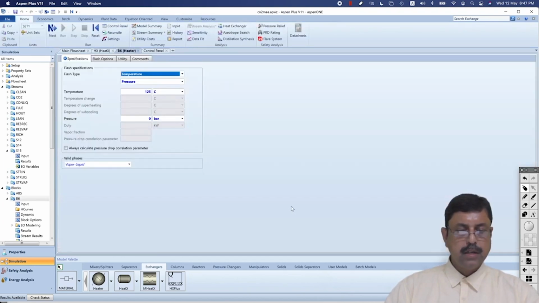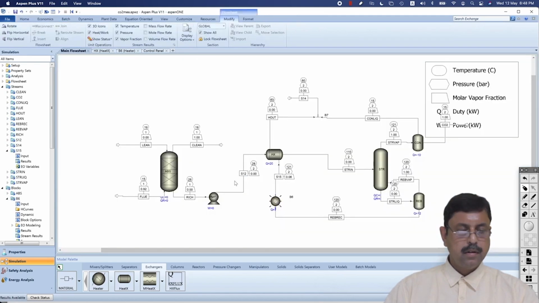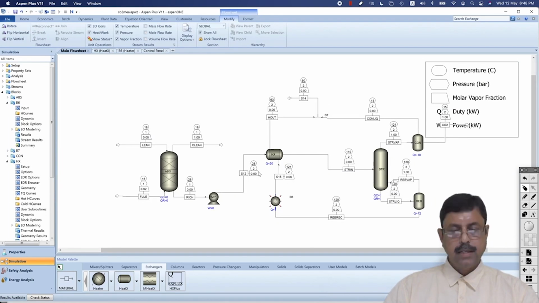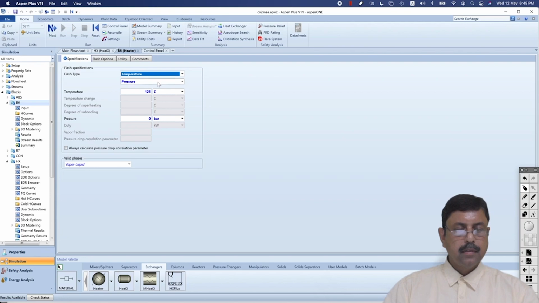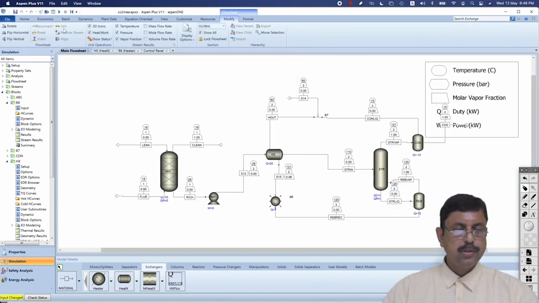Let us make it 121. It is very close though. Okay, so it has almost no latent heat at all. Okay, so let us save it and then change it. Make it 120 now and see whether it can converge. Yeah, so it has safely converged.